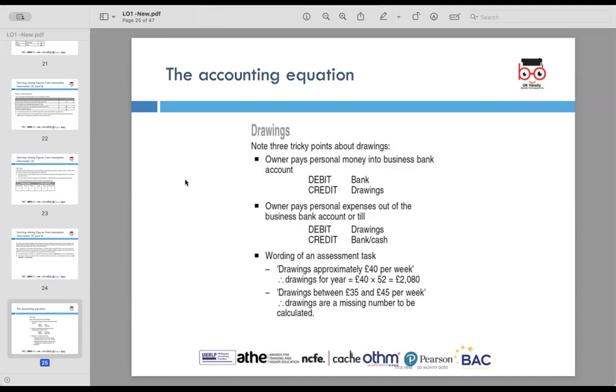Drawings. Drawings refer to withdrawals made by the owners for personal use, which reduce the owner's equity. In the business, examples include: owner deposits personal money into business bank account, debit bank, credit drawings; owner pays personal expenses from the business bank account or till, debit drawings, credit bank or cash.